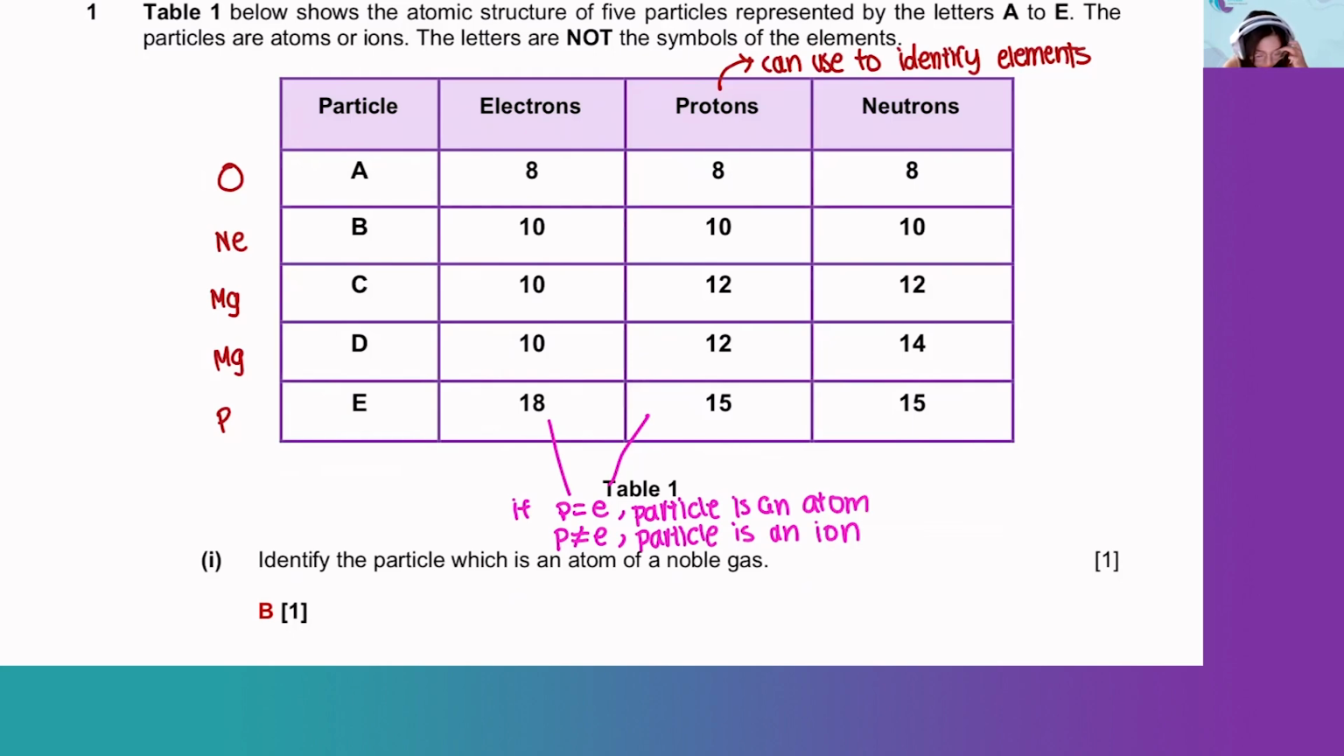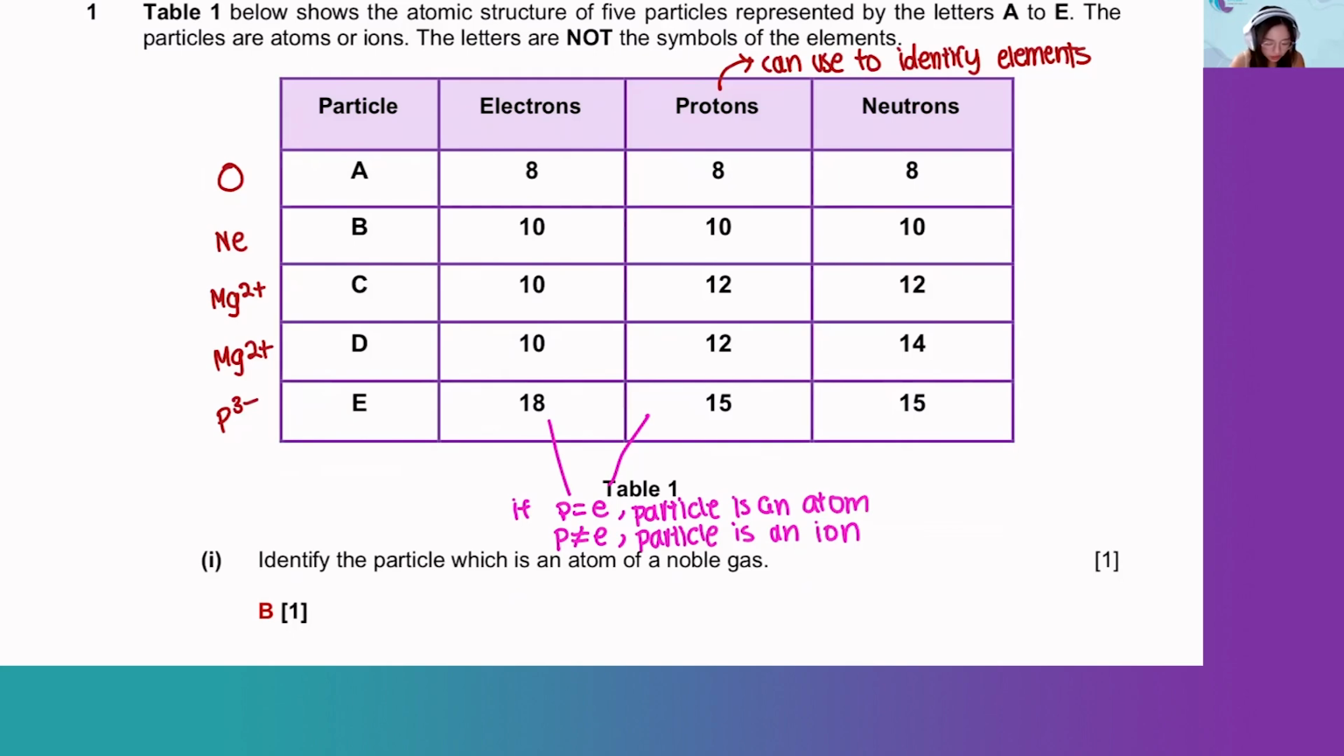So we check the table again. Whether it's a positively or negatively charged ion will depend on whether there are more or fewer electrons than protons. If you look back at the table, for A and B, protons and electrons are the same, so they are atoms. For C and D, both have two fewer electrons compared to protons, meaning that the element lost two electrons and formed an ion with a charge of 2 plus. Then for the last one, phosphorus, there are three more electrons than protons, meaning this phosphorus atom gained three electrons to form P3 minus.